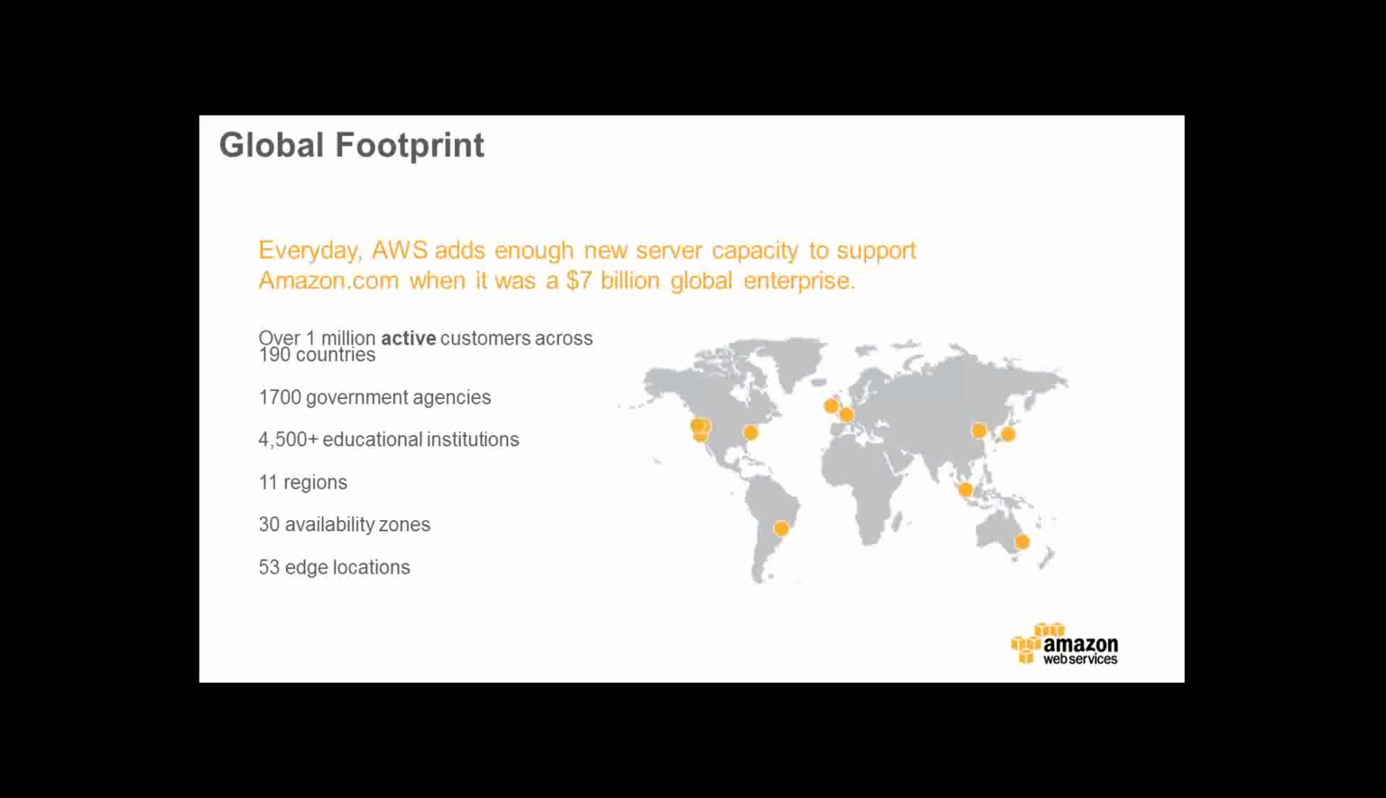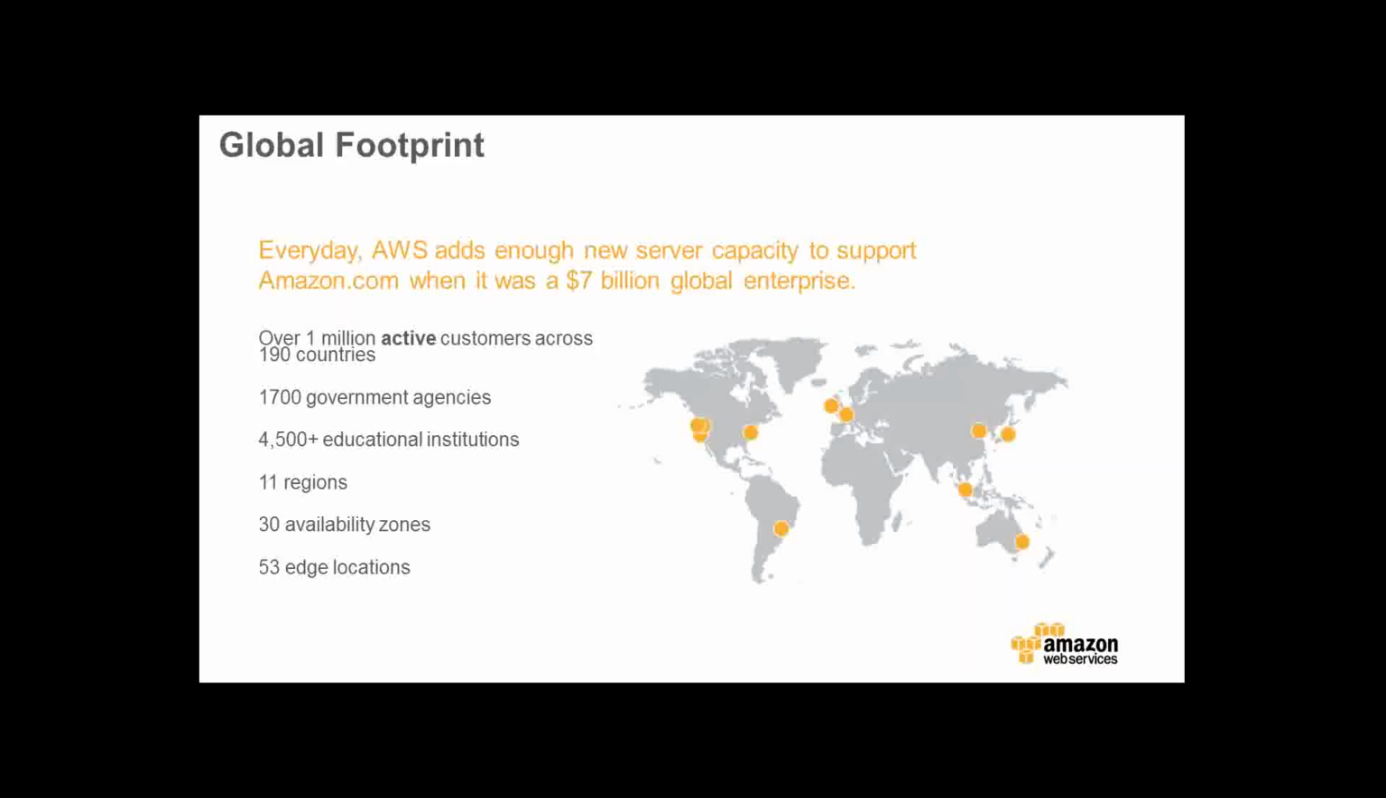Within those regions, we have what are called availability zones. You can think of an availability zone as a data center, but actually behind the scenes, it's typically multiple data centers which we put together and present to customers as one single resource. And today, we have 30 availability zones around the world that customers and partners can choose to deploy AWS resources in. Now, in addition to that, we have 53 edge locations, and edge locations are primarily used for our Route 53 service, which is our hosted DNS service, as well as CloudFront, which is our content delivery network.